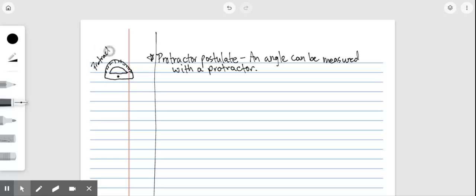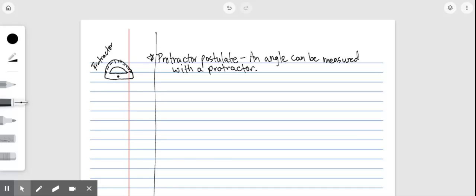Okay, if we were in class, this is a bad protractor. If we were in class, I would give you all protractors, but because we aren't in class, you do not get your protractors this year. I am sorry. If you would like to have them, then just see me sometime next year or when we go back to school, and I will make sure that you get one. Okay, so basically, an angle can be measured with a protractor.